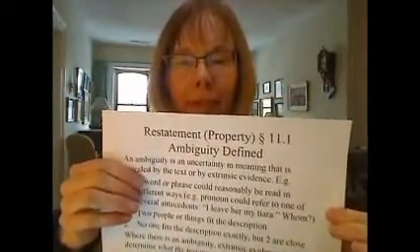And if you look at the next slide, which is the restatement, of course, this is so analog. Okay, this one, restatement, ambiguity defined. An ambiguity is an uncertainty in meaning that is revealed by the text or by extrinsic evidence. So, for instance, and this is only evidence that explains, the only extrinsic evidence is that which explains the language of the will. So ambiguities are things like a word or phrase that could reasonably be read in different ways, like, well, you know what an ambiguity is.